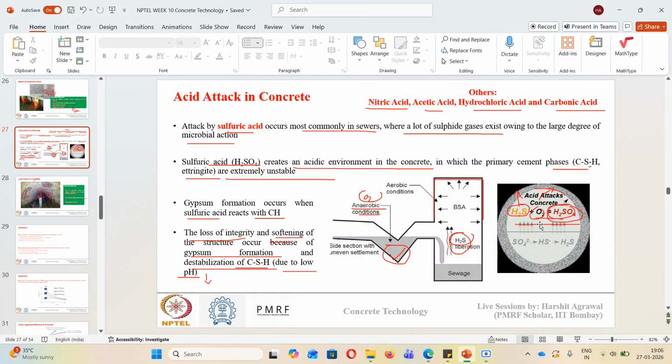But here oxygen presence is important, because sewage water is releasing H2S gas, and for acid attack to occur, we need sulfuric acid. So H2S will convert into sulfuric acid only in the presence of oxygen. So in anaerobic condition where there is no oxygen, this sewage water, which contains H2S, won't be a problem. Only in aerobic condition where there is oxygen present, degradation of concrete occurs due to sulfuric acid.